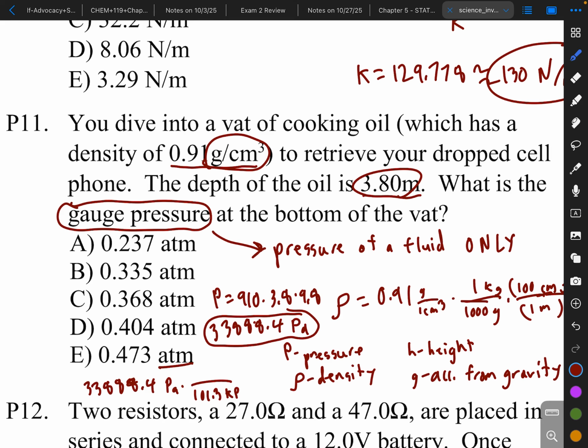If you remember from chemistry, 101.3 kilopascals equals 1 ATM. And kilopascal is basically 1,000 pascals. So I'll rewrite that as 101,300 pascals. So plugging that in would yield you 0.334, or I'm going to rewrite 0.3345 ATM. So it's closest to answer choice B. So the answer to this question is 0.335 ATM.